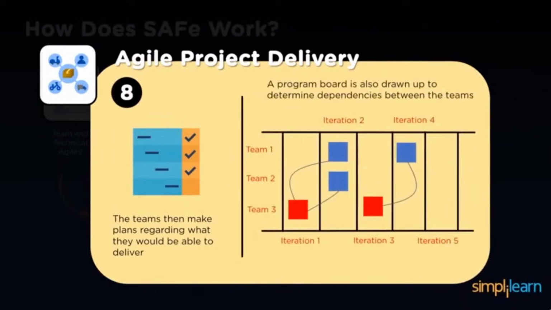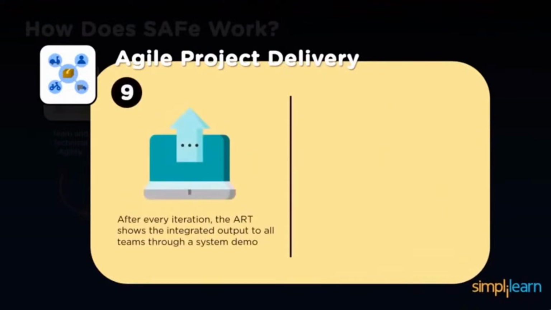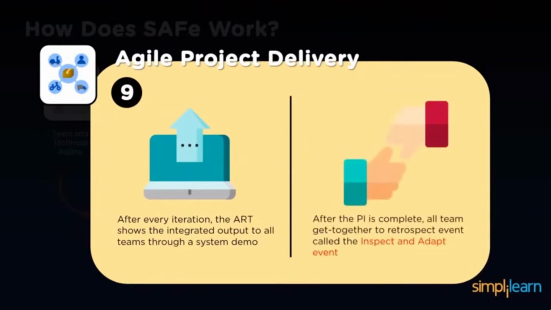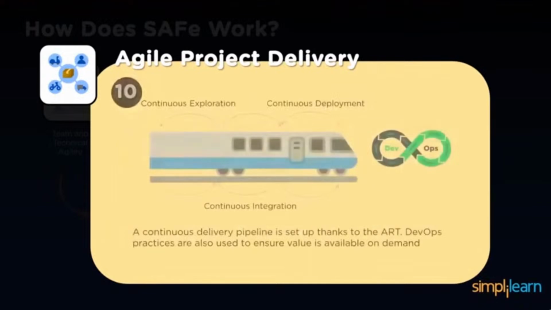So the program board is also drawn up to determine dependencies between the teams, which also goes through program iterations, the PIs as I mentioned earlier. Then after every iteration, the ART shows the integrated output to all teams through a system demo. So after the PI is complete, all teams get together for a retrospective event called the Inspect and Adapt event. So further, a continuous delivery pipeline is set up based on the ART.